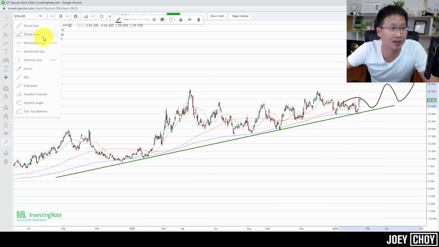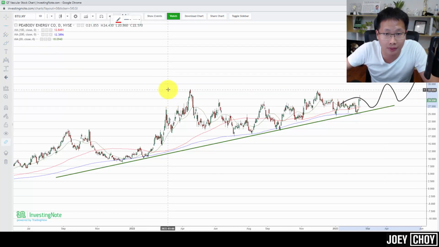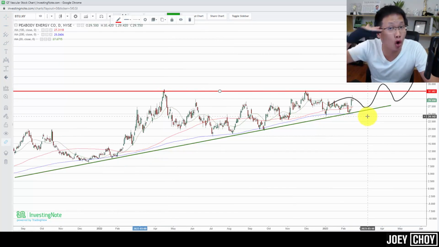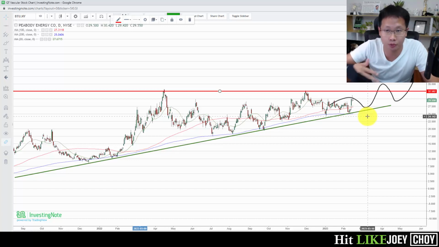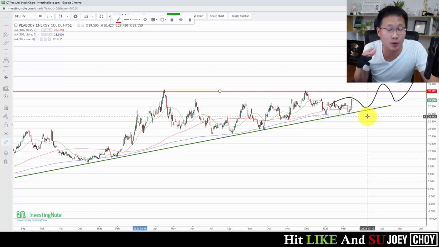Let me draw a horizontal resistance level right here. This is what we call a horizontal resistance. So now it's trading upwards in a very gentle uptrend, but you can see that we are capped at this resistance of about 33, 32. If we break that level, that is where the upside can continue to a higher phase, and that's a good thing for this stock. It might push to maybe $40, $45. That's what can potentially happen.